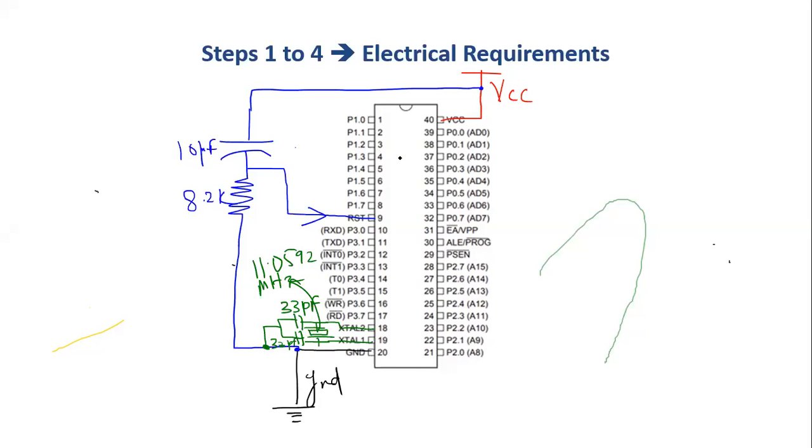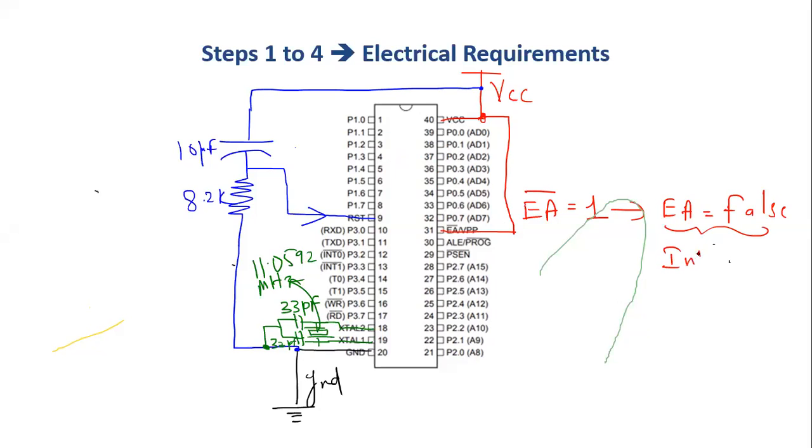The fourth one is the external access pin. I connect this pin to the power supply. External access is equal to logical 1, which means external access is false. In that case, we take the internal ROM.